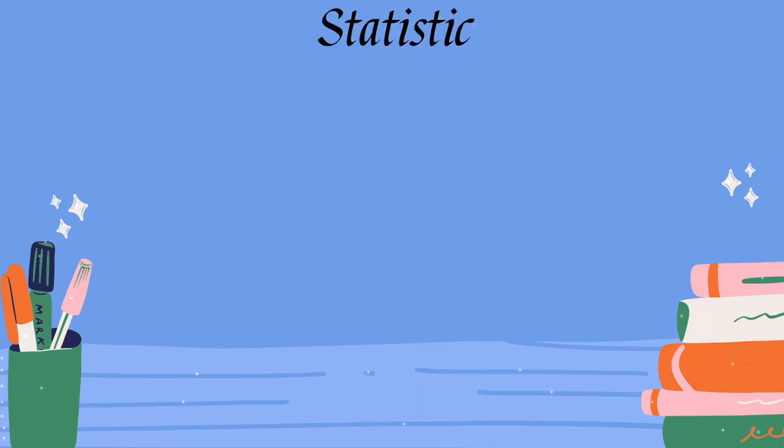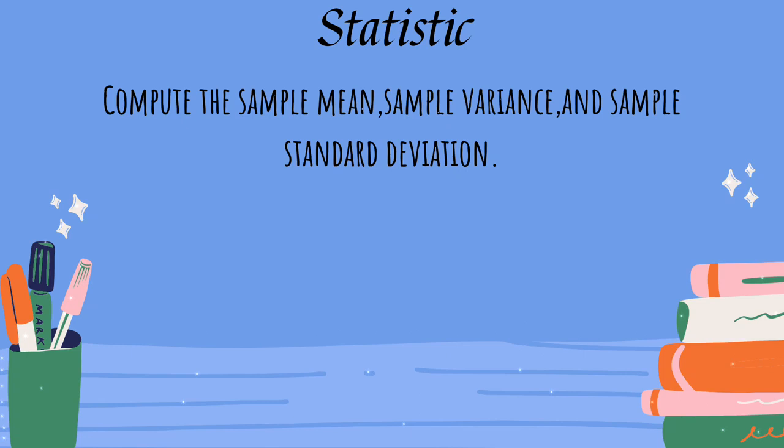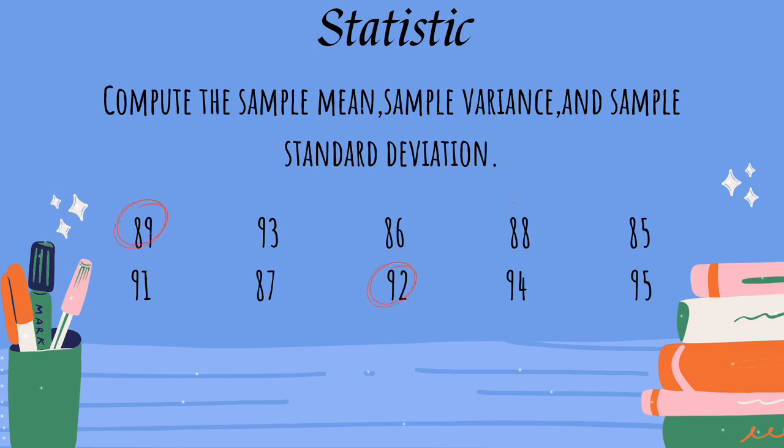While in statistics, we compute the sample mean, sample variance, and sample standard deviation. We will select 5. Example: 89, 92, 88, 95, and 86. Here are the ways to get the sample mean, sample variance, and sample standard deviation.